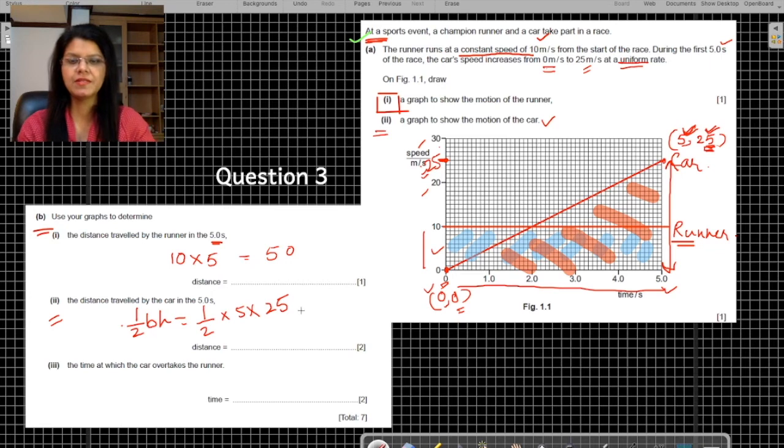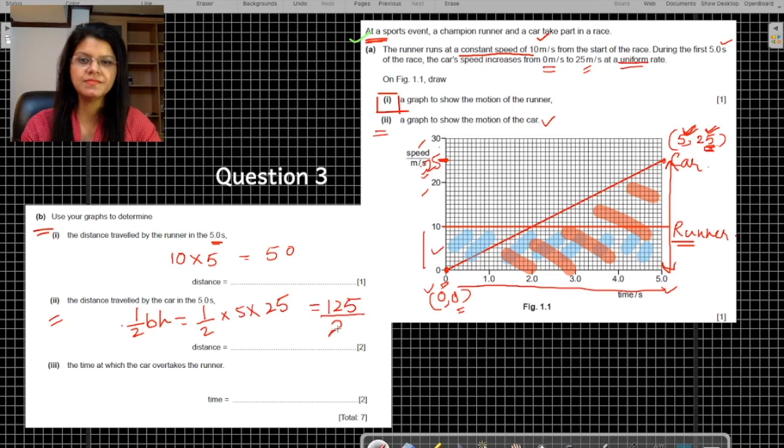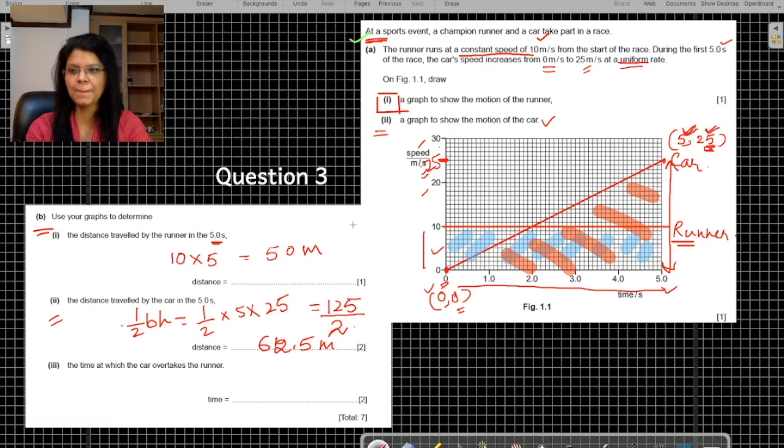Right? So this whole thing becomes 125 by 2. You divide it, so 62.5 meters. So these are your answers.